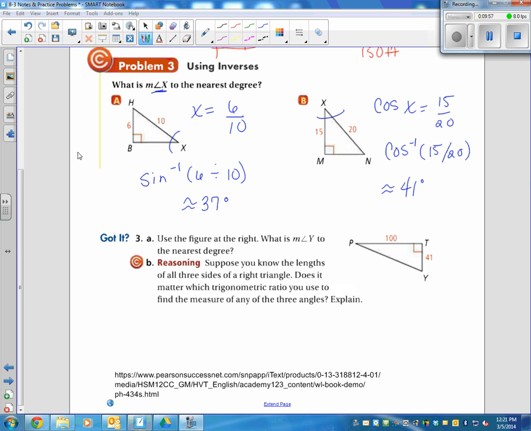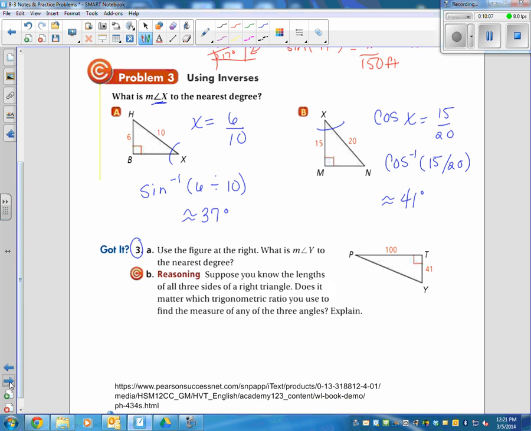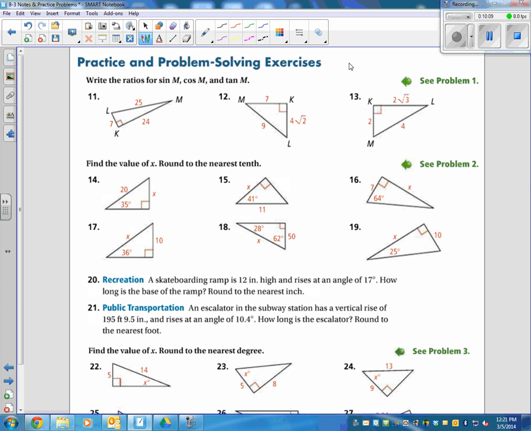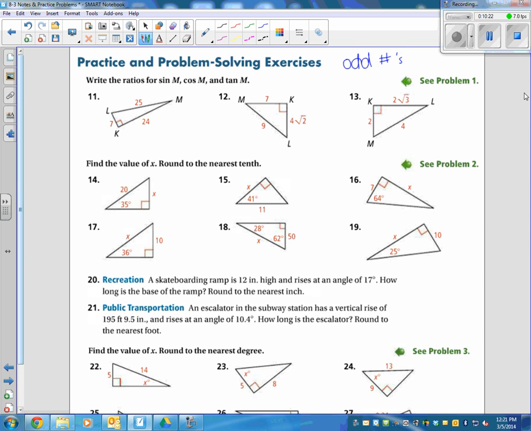Okay, so go through the practice problems. Go ahead and answer the got it problem for example number 3. And on your homework, you may just work on the odd problems so that you can check your answers with the back of the book or with your iPad. Okay, and we will review on Friday and answer any questions that you may have. Good luck.